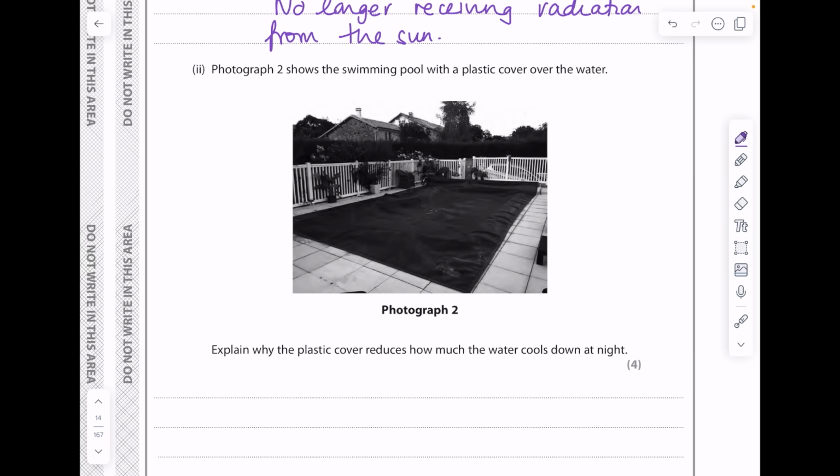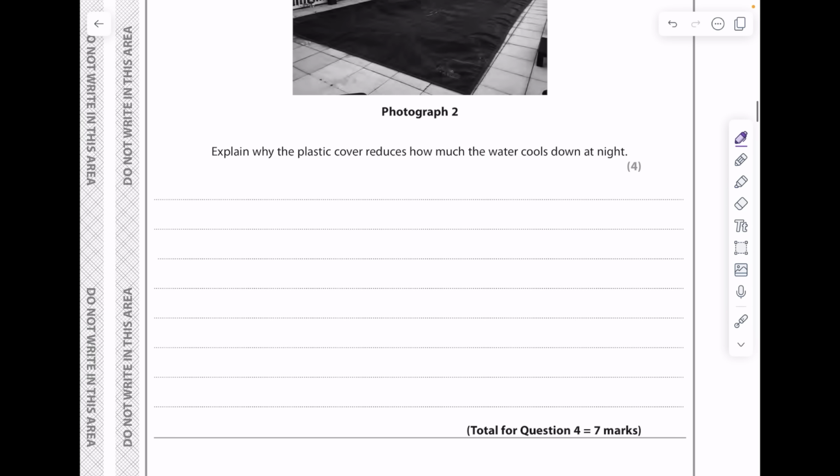Photograph 2 shows the swimming pool with a plastic cover over the water. Explain why the plastic cover reduces how much the water cools down at night. Oh, this is a real conduction, convection, radiation question. So remember, always link your answers to those specialist terms. So we're going to say plastic is a good insulator, meaning that heat losses by conduction are reduced.